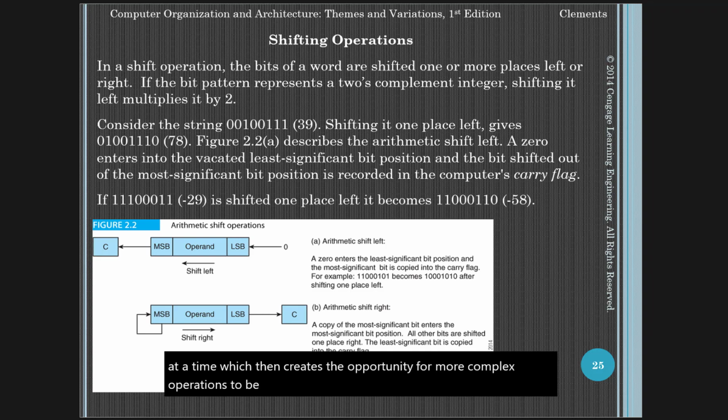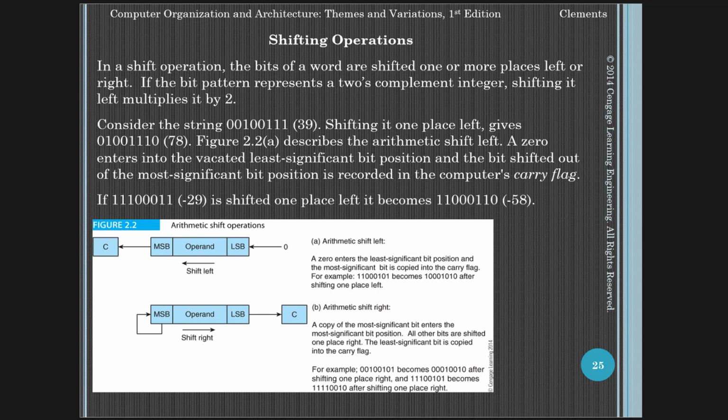If the bit pattern represents a positive 2's complement integer, shifting it left multiplies it by 2. So consider this binary word, which represents the number 39. Shifting it one place left gives us this right here, or 78. So that's really how it happens, this shifting operation.